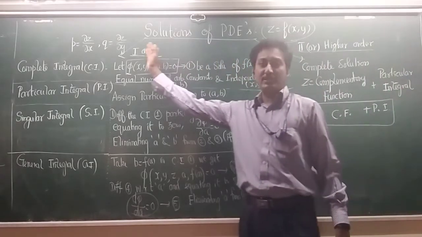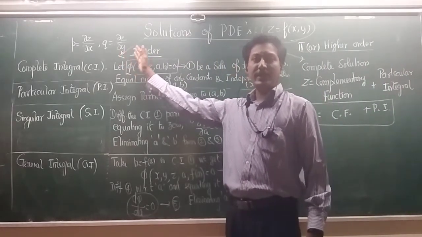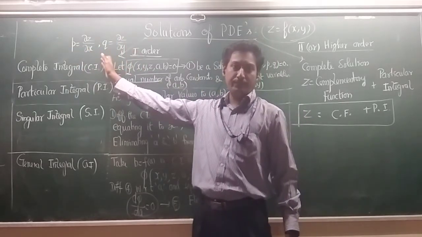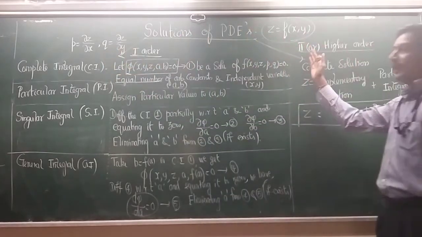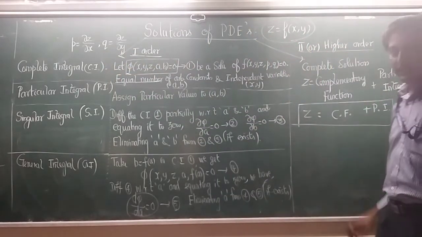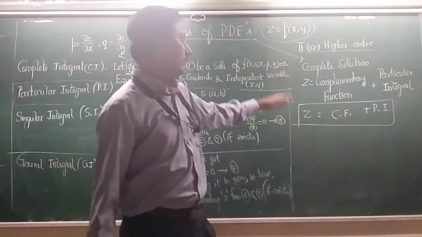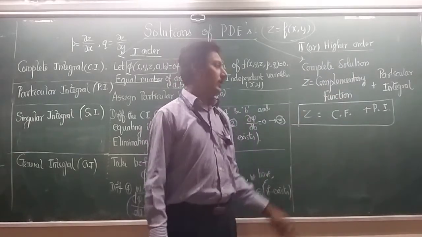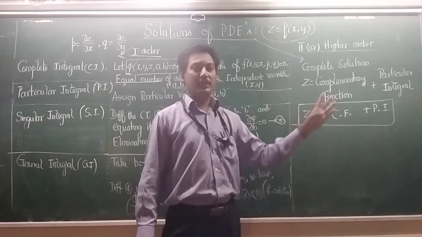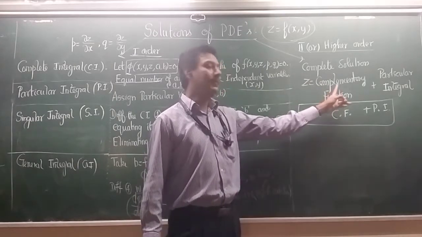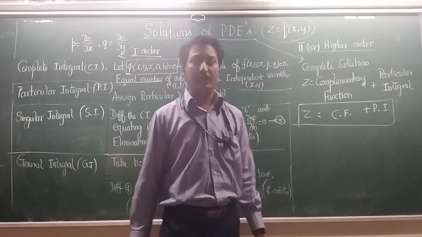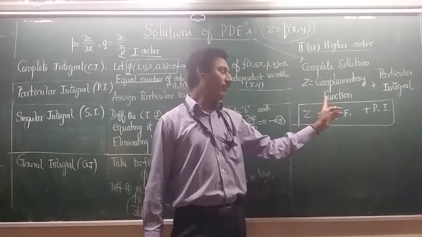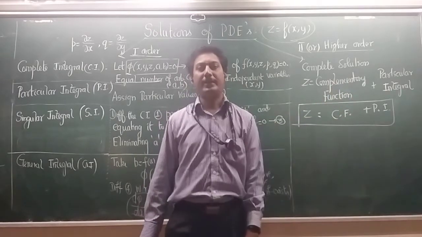Now I can divide the solution by its order. Suppose it is a first order partial differential equation. What are the first order partial derivatives? Dou z by dou x, that is small p, dou z by dou y, that is small q. If it is a second or higher order partial differential equation, then the complete solution consists of two parts: it is a sum of complementary function and particular integral.